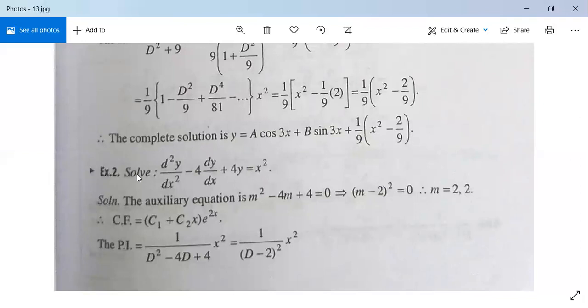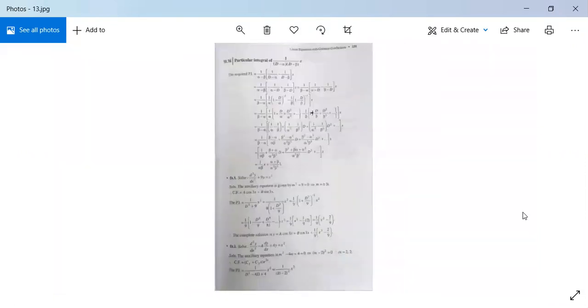Next, see the second example. Solve d2y by dx2 minus 4 dy by dx plus 4y is equal to x square. The auxiliary equation will be m square minus 4m plus 4 equal to 0. It means (m minus 2) whole square is equal to 0. Therefore, m will be 2, 2, meaning both values are same. So the complementary function will be (c1 plus c2 x) into e to the power 2x. This 2 is from this. And the particular integral will be 1 upon D square minus 4D plus 4 over x square. So it is 1 upon (D minus 2) whole square over x square.